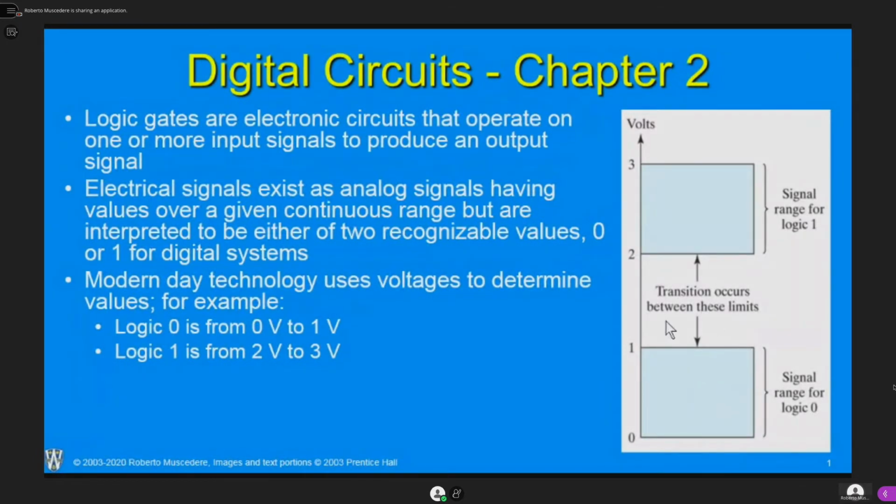Now, as far as these voltage ranges, things have changed over time. Originally with electronics, they were between 0 and 5 volts. That was called TTL logic, which isn't technically all about voltage. There's some current involved there. So you'll often hear the term TTL compatible, which means voltage range only. In this particular case, a 0 is between 0 and 1, and a 1 is between 2 and 3. But that's just an example here.